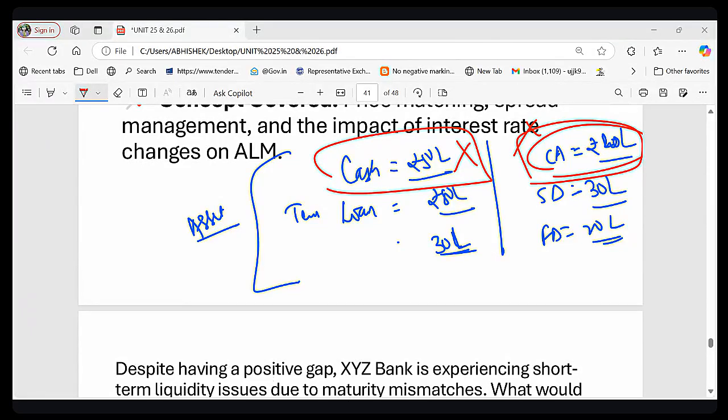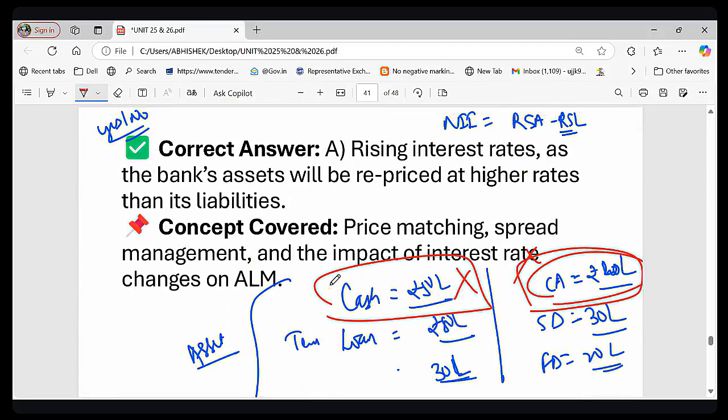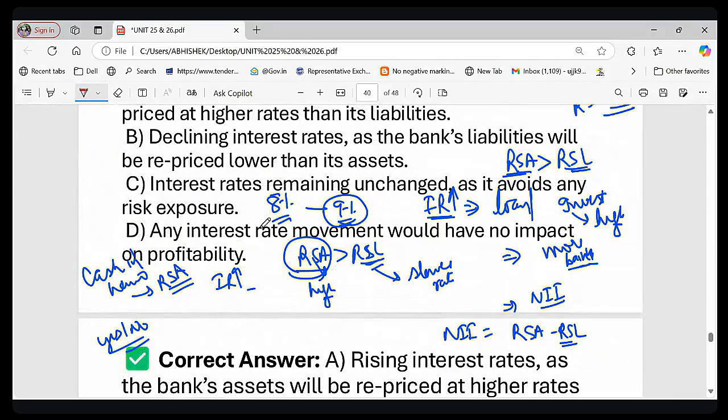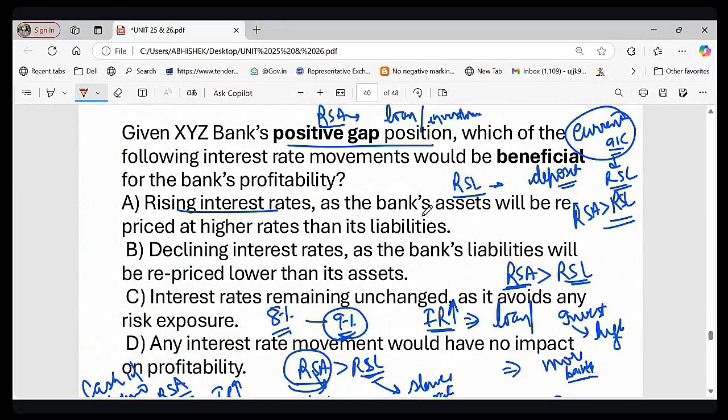So friends, I hope this concept is clear, what happens if interest rate rises. If interest rate rises, bank assets will be repriced at a higher rate than liabilities. So this will be most beneficial. We will do one numerical based on it in the next session, so that you can easily understand.